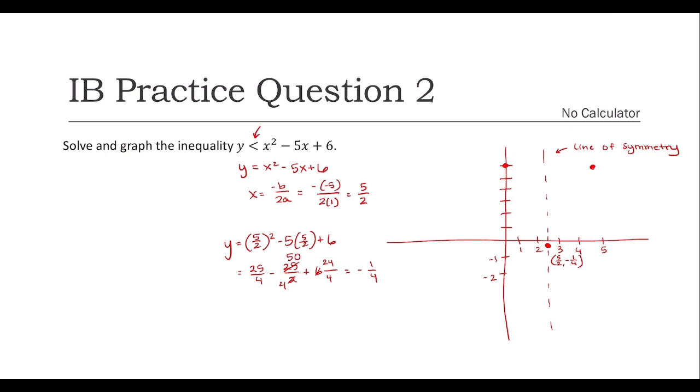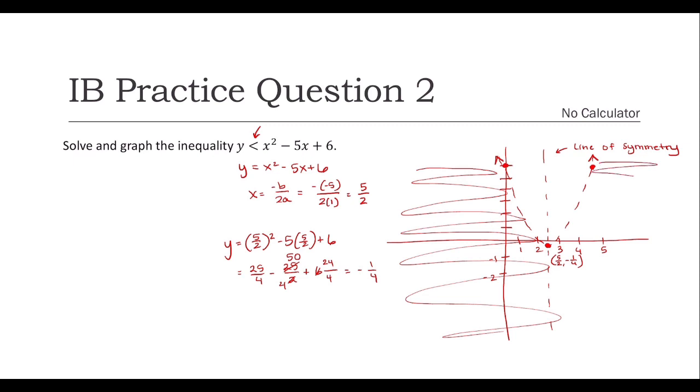It says y is less than that. So since it's not equal to, we're going to use a dashed line. So our line will look something like this. And then y is less than. So since it's less than, we're going to shade underneath the function. So all of these values where it's shaded are going to be solutions to our equation.